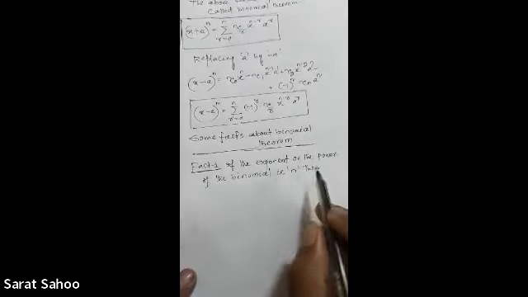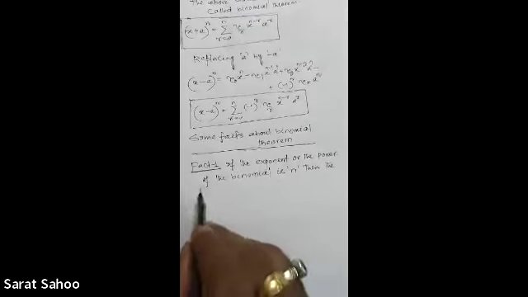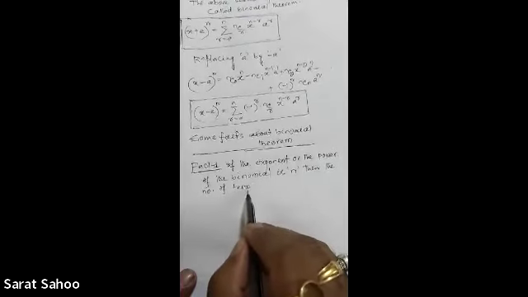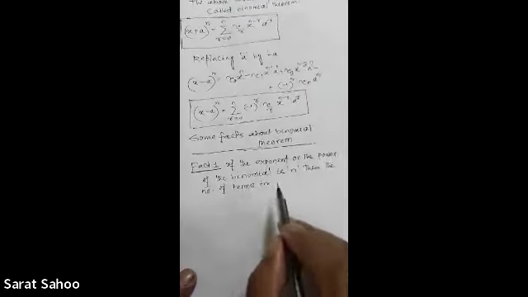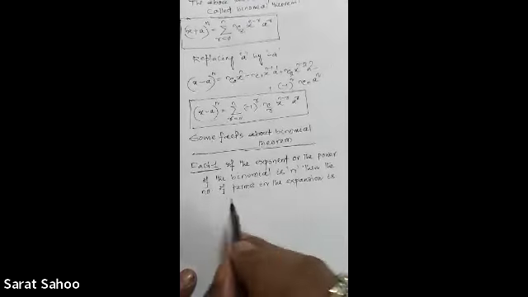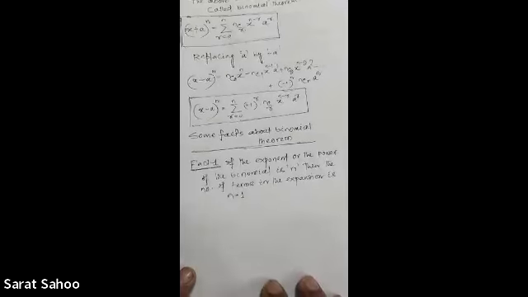then the number of terms in the expansion is n plus 1. If the exponent or power of the binomial is n, then the number of terms in the expansion is n plus 1. That means if the exponent is 5, then the expansion will contain 6 terms. If the exponent is 6, then the expansion will contain 7 terms, right?